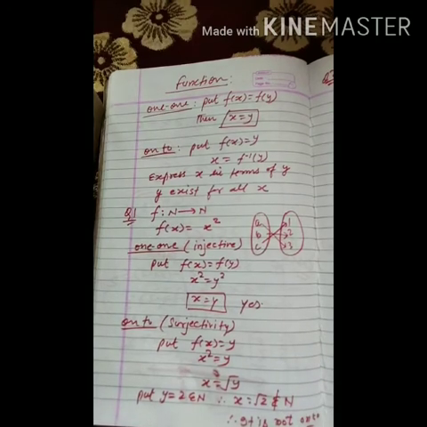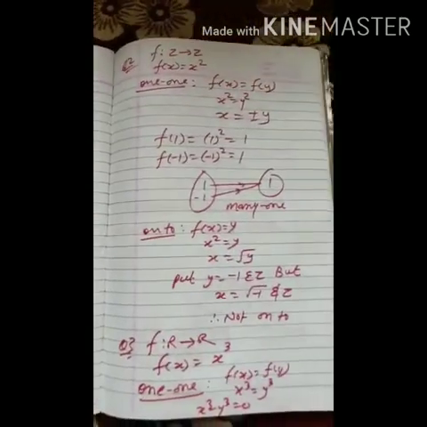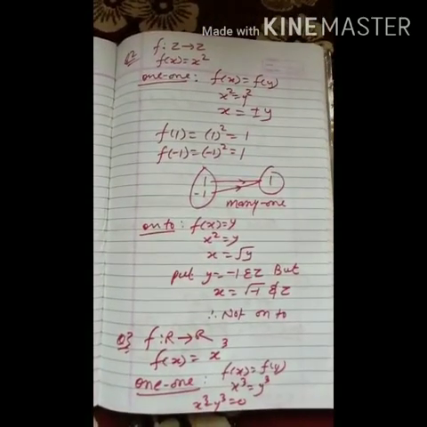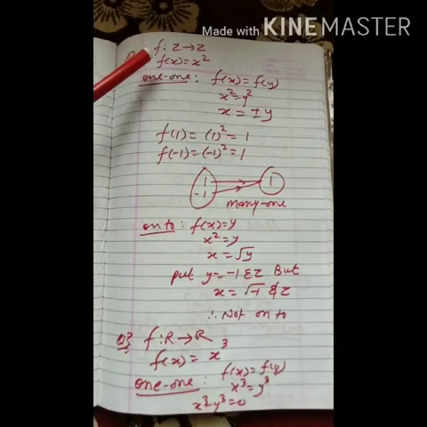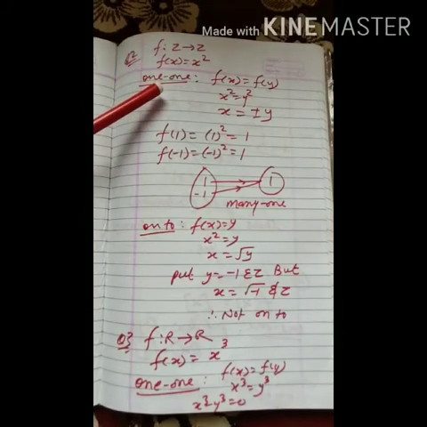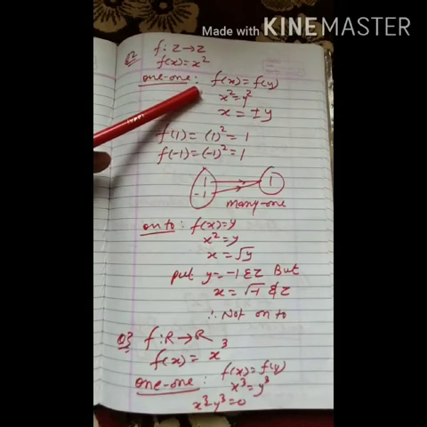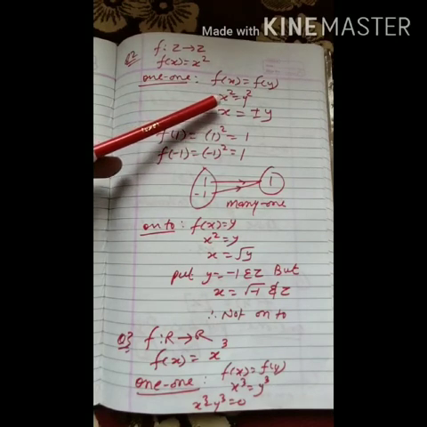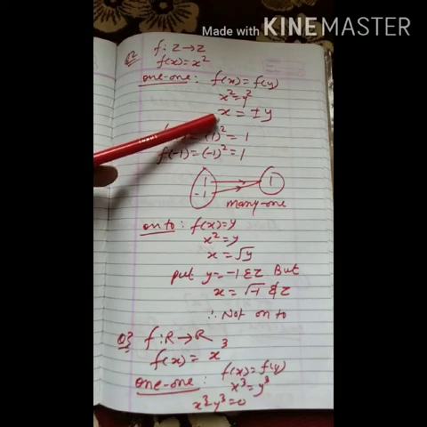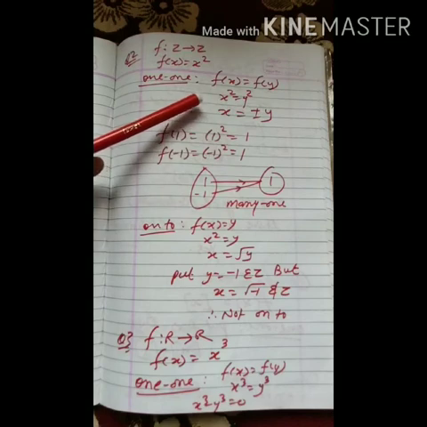Now take another example. f: Z to Z, f(x) equal to x square. Now we are going to check injectivity. Put f(x) equal to f(y). This shows x square equal to y square. Now from here we get two values of x, that is x equal to plus y and minus y. So this is not one-one.